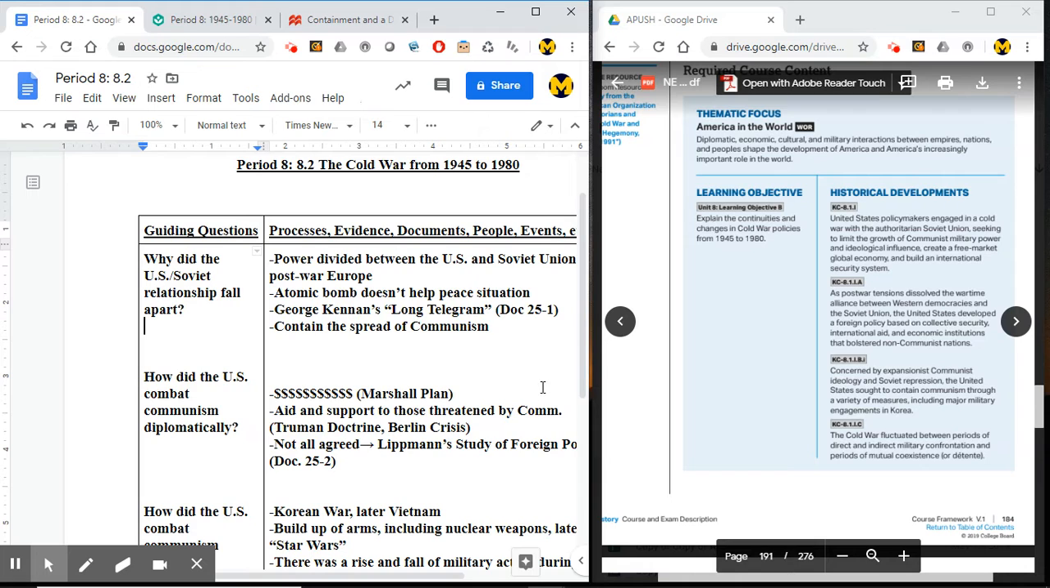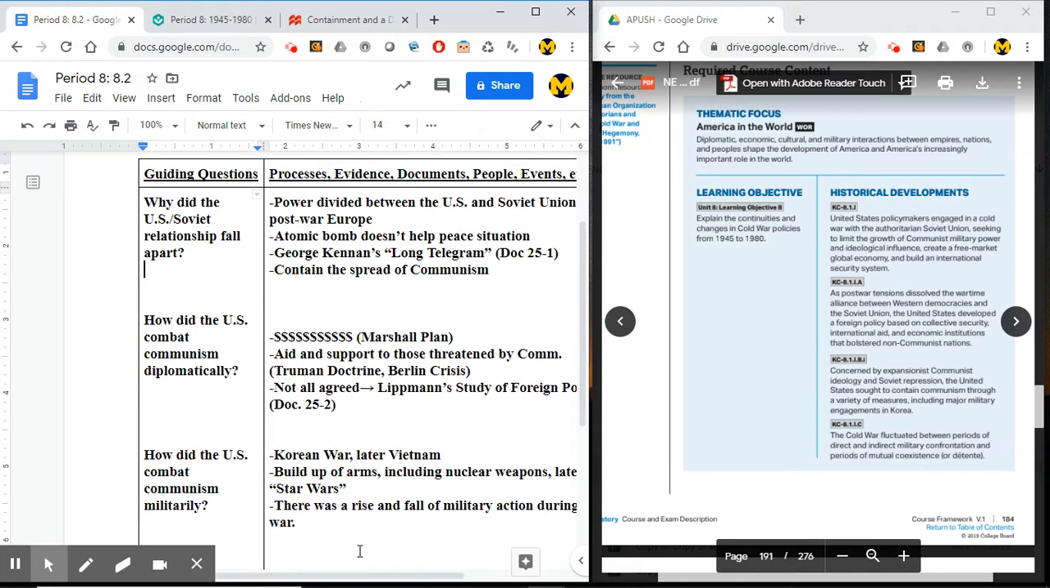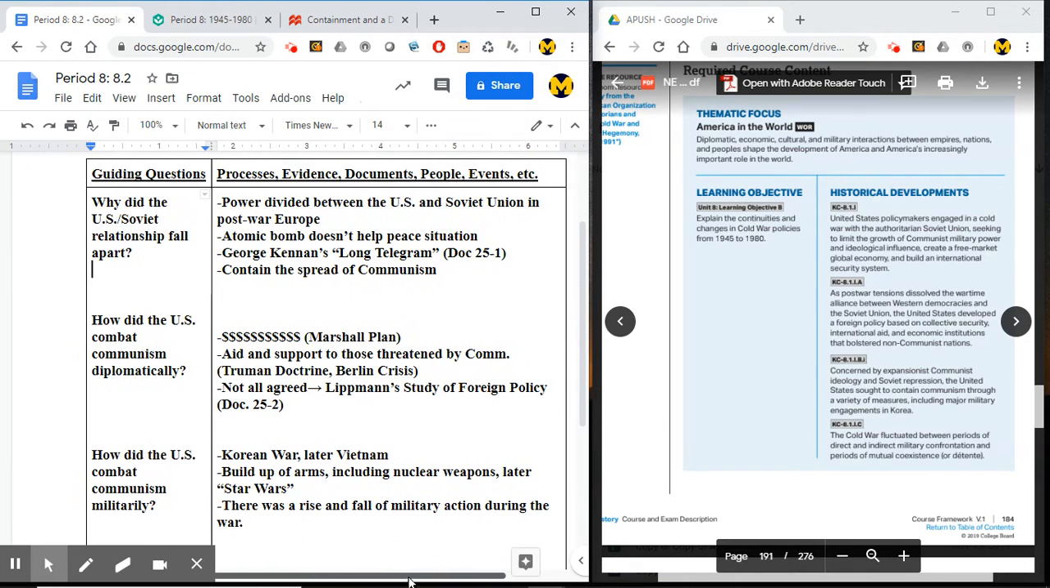So let's jump over to the notes. The question posed is, why did the U.S.-Soviet relationship fall apart? Because if you remember, during World War II, the U.S. and the Soviet Union were allies, both fighting against Nazi Germany. So what happened? We talked about that a little bit in the last video, the post-war diplomacy. I guess that would have been 2 videos ago. But I want to look at a couple more things that developed a little bit later on.